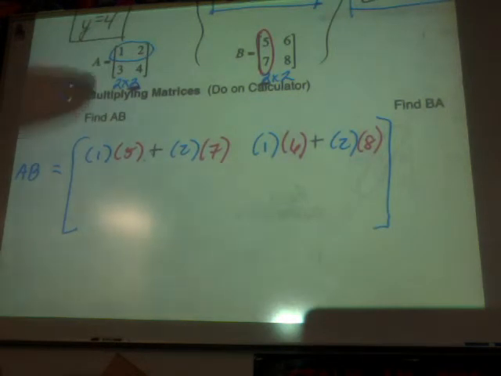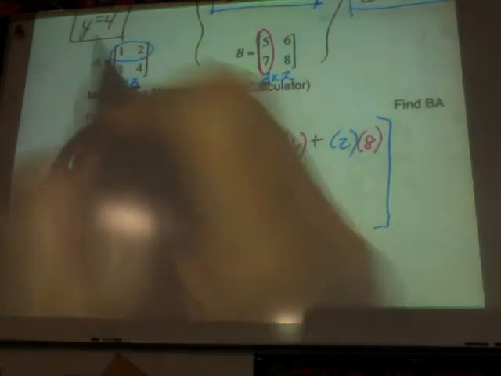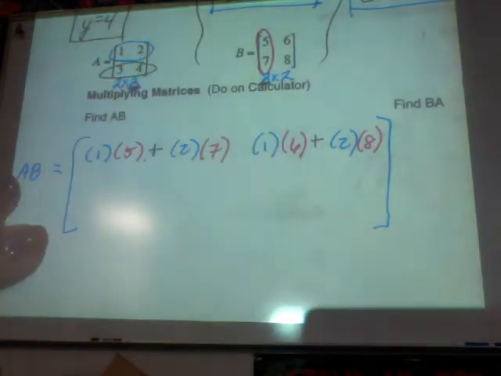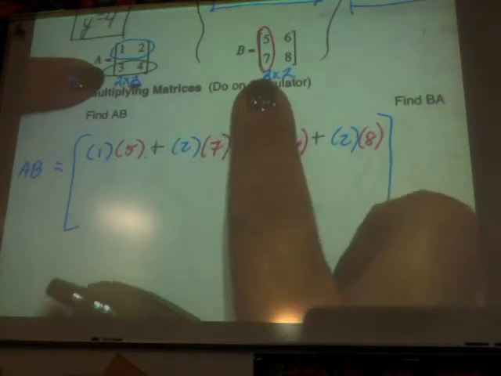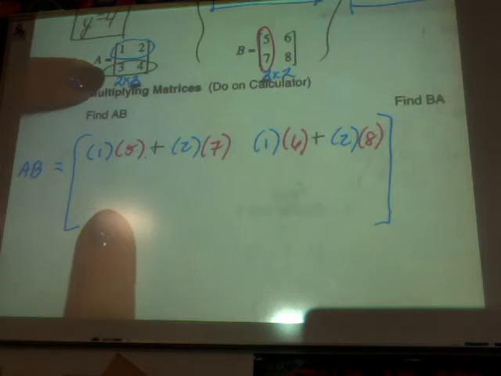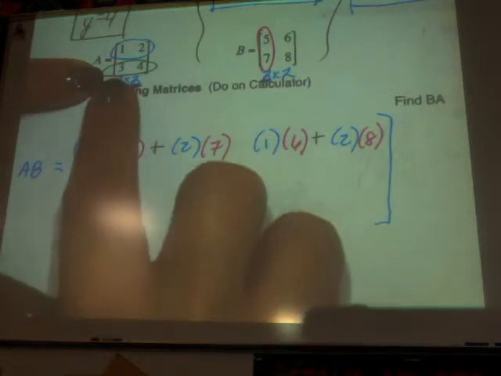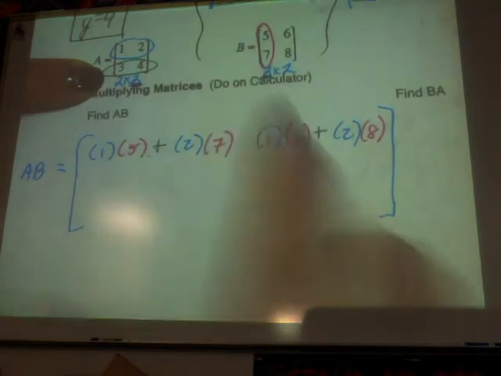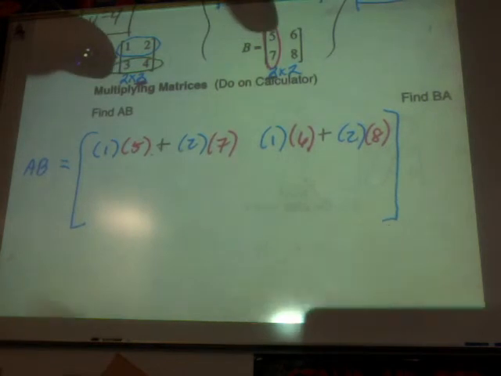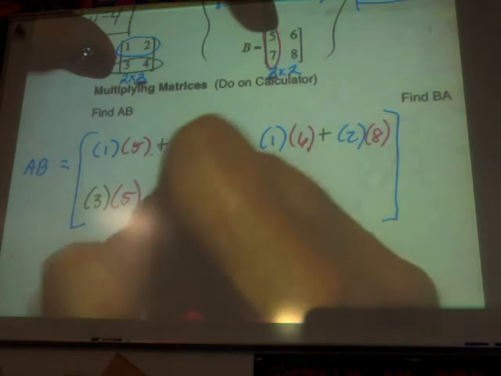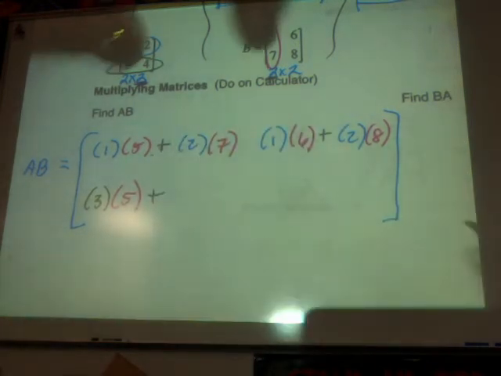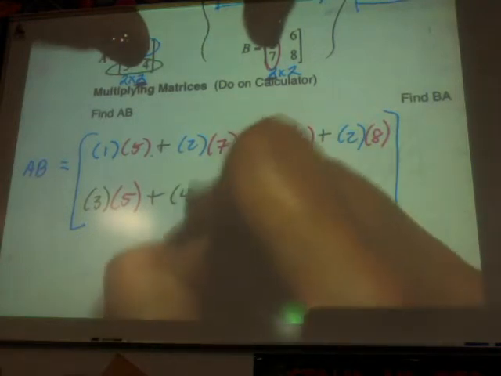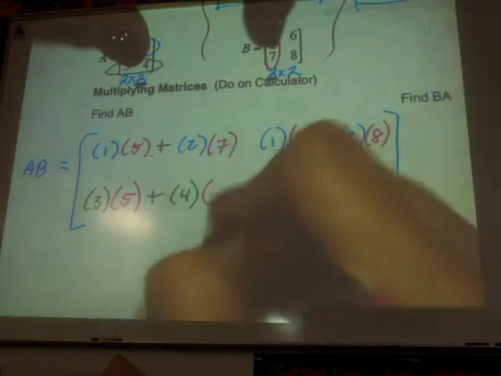Then I'm going to take this second row, but I'm multiplying it to the first column. So it goes in the second row, first column here. I'm going to do the dot product of 3, 4 and 5, 7. So I multiply 3 times 5, plus 4 times 7.